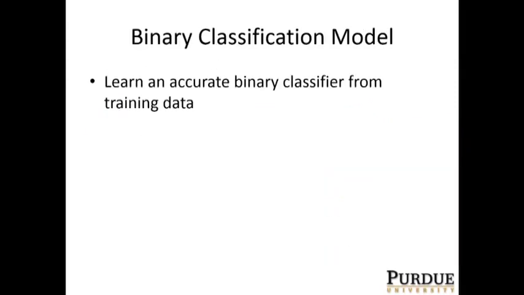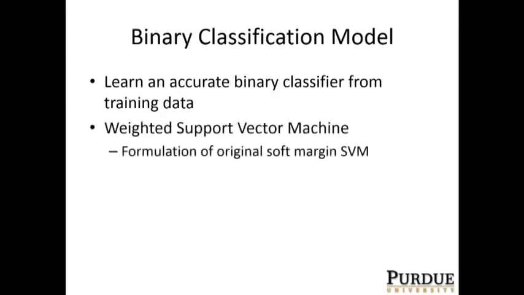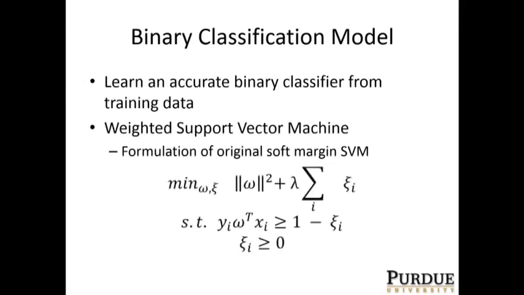So the final step is to learn an accurate binary classifier from the training data. We use the support vector machine as our classification model. This is the formulation of the original SVM with soft margin. We revise the formula and introduce the weight of each data point in the training data into the formula and build a weighted SVM model.